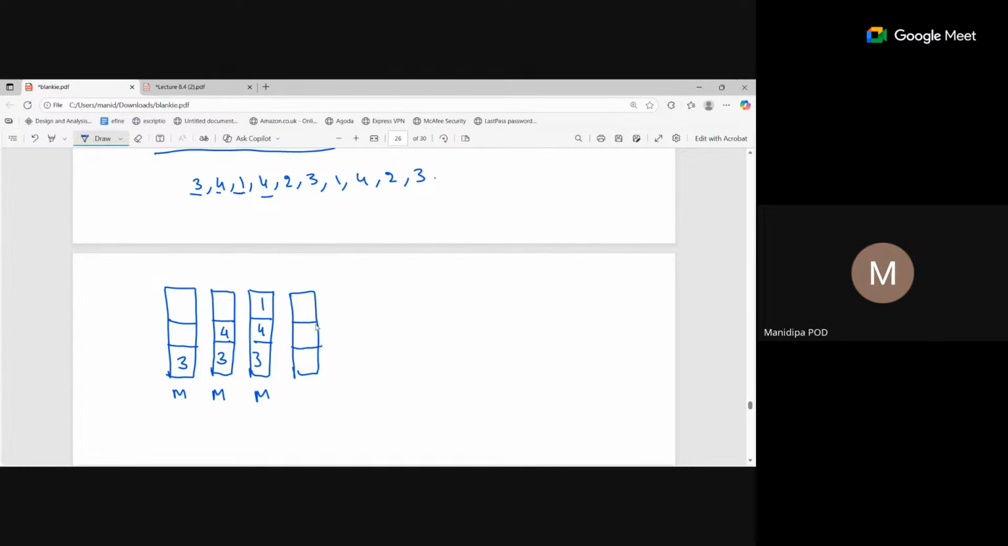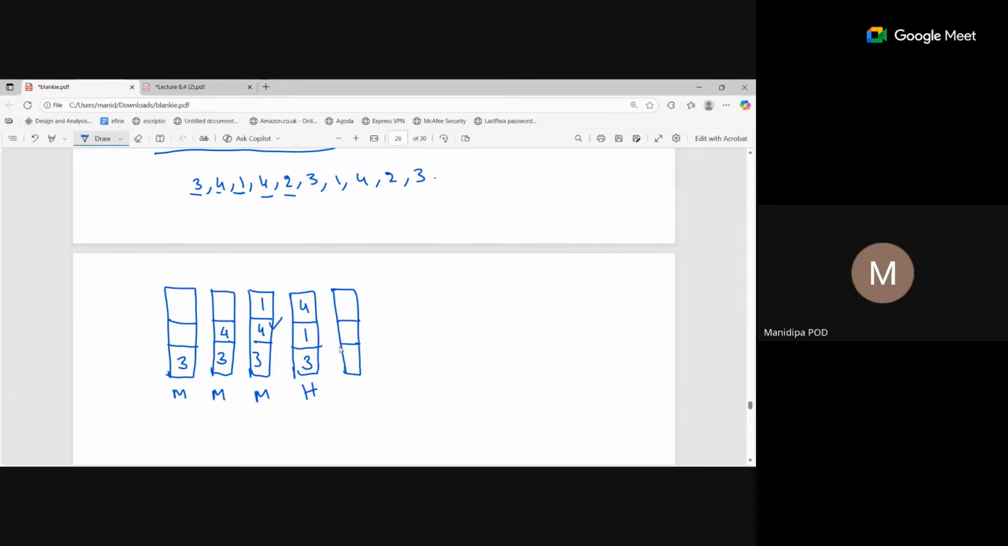Now, where should 4 go? To the top, because 4 is now the most recently used. Other slots will maintain their position. So first 4, then 1, then 3. This is a hit because 4 was already there. Next is 2. This is what? Miss, because 2 is not present.